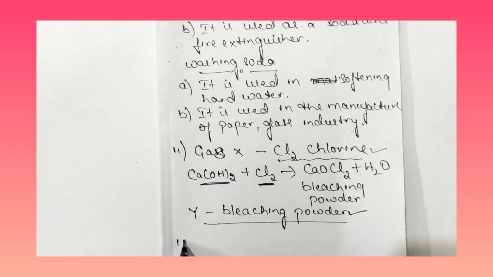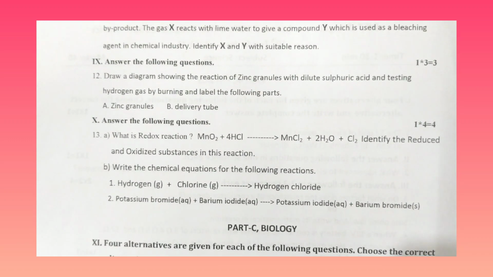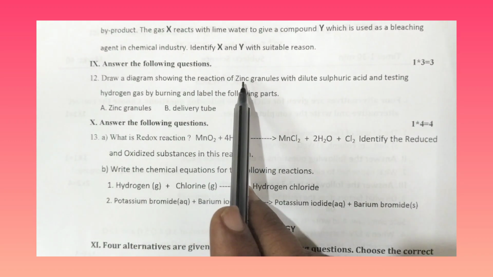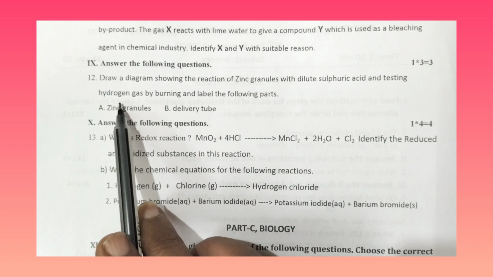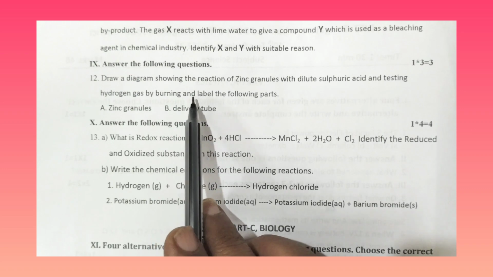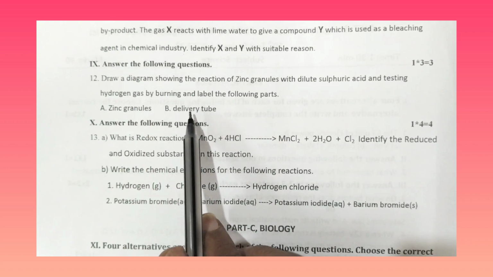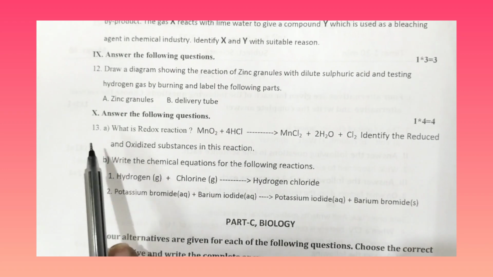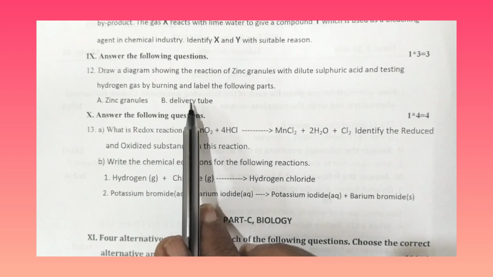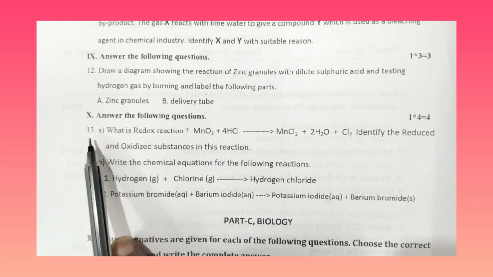Now let us move to question number 12. In question number 12 they have given a diagram. Draw a diagram showing the reaction of zinc granules with dilute sulfuric acid and testing hydrogen gas by burning, and label the following parts. So you have to label zinc granules and delivery tube. This is a diagram question. Now let us move to the 10th main, 13th question.